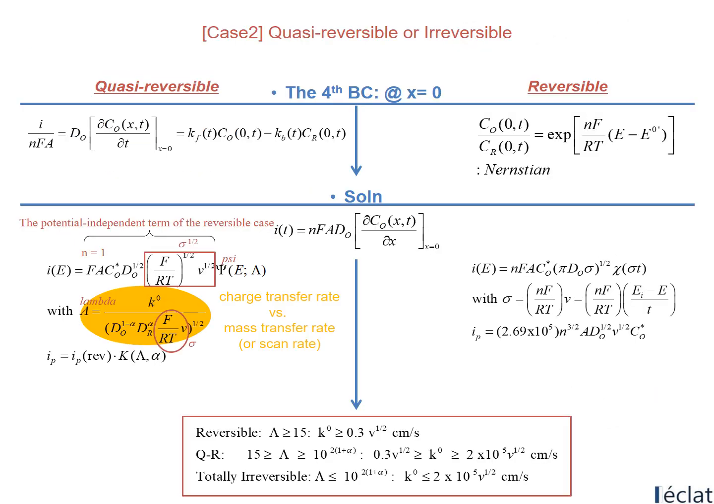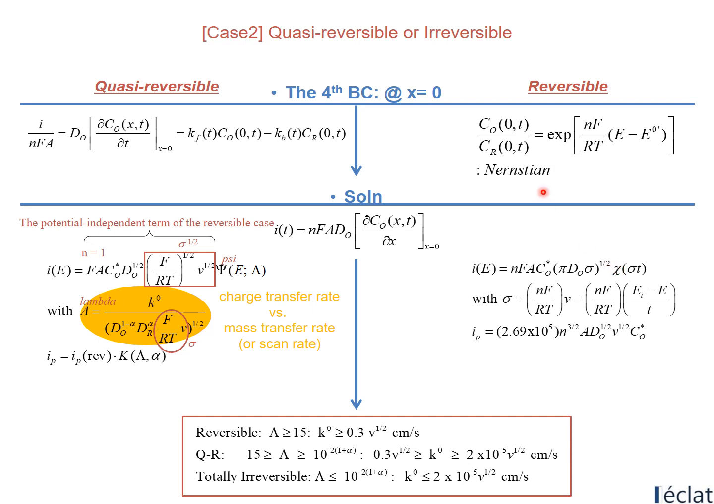Okay, until now we have focused on the reversible Faraday reactions. For the reversible Faradaic reactions, we have used the Nernst equation as the boundary condition at the interface between electrode and electrolyte. And then we have obtained the current function, which consists of two terms. One is the potential independent term, and the other is the potential dependent chi function.